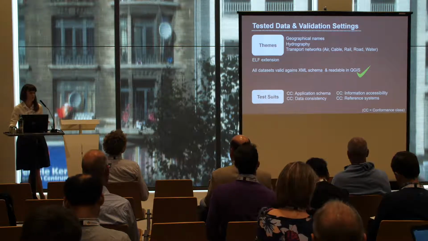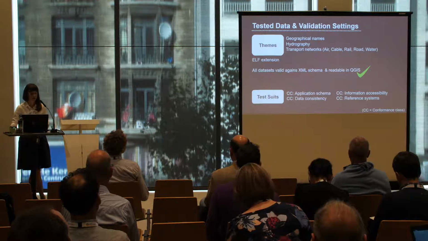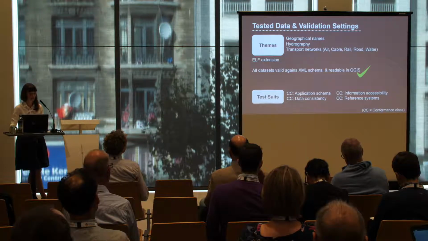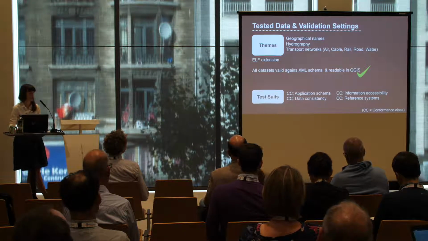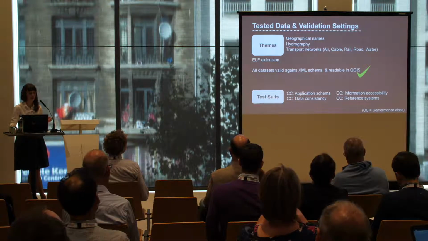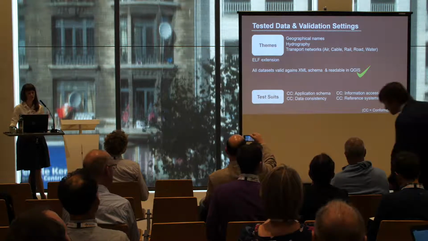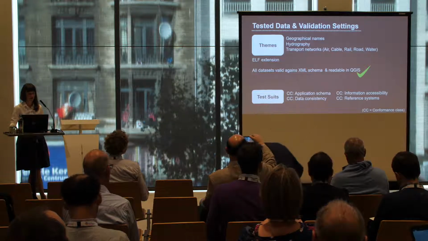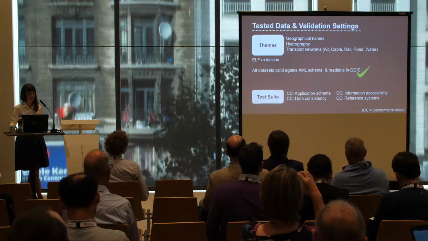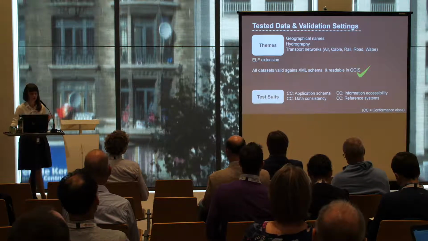From the data, we validated all data we provide. So it was geographical names from Annex I, geographical names, hydrography, and transport networks. Transport networks data are divided by application schemas into five separate datasets, and so they were tested separately. All our data are extended by ELF features and attributes if they exist.